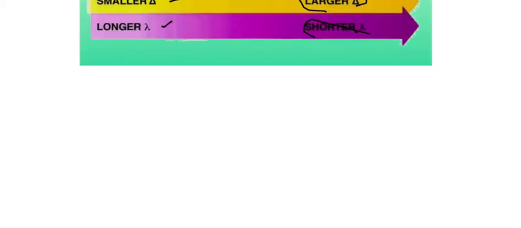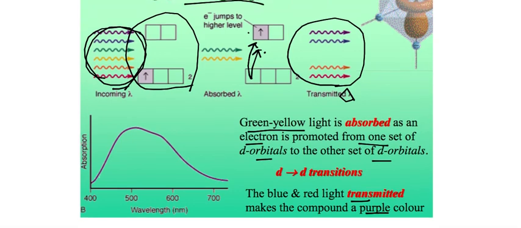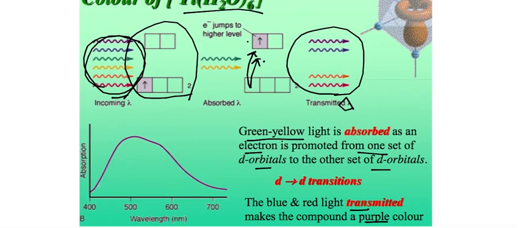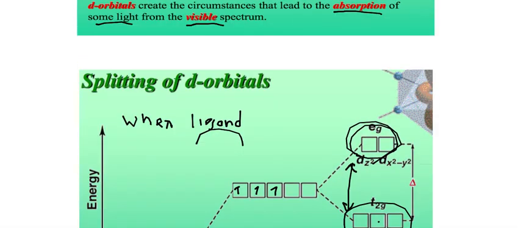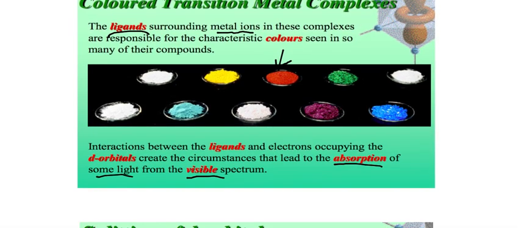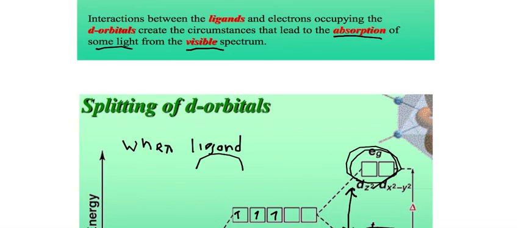Okay, so that's it for this video. That's it for this learning outcome. You should be able to explain the color formation of a transition metal complex, and these colors are explained using the concept of d orbital splitting, also known as d-d splitting.